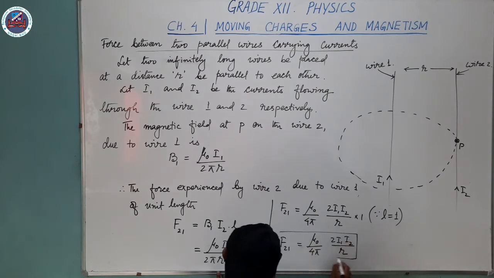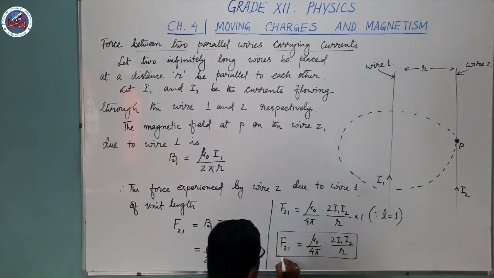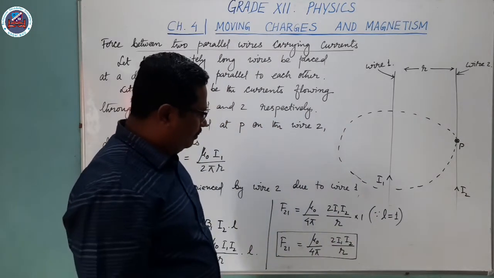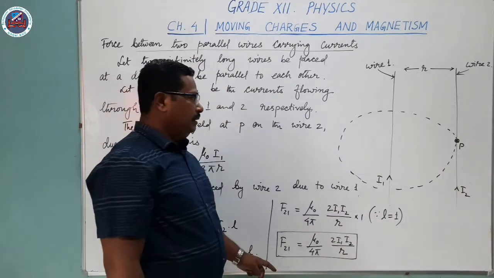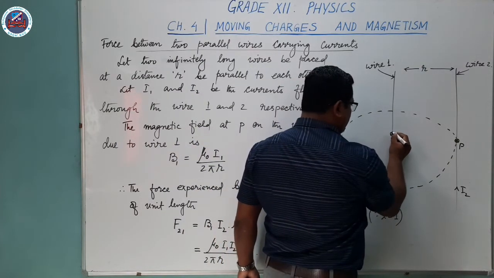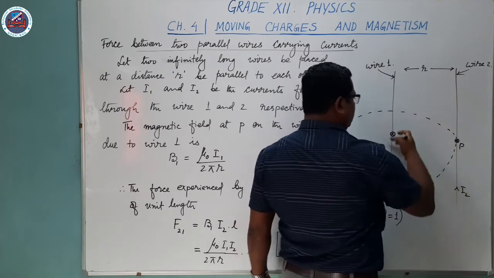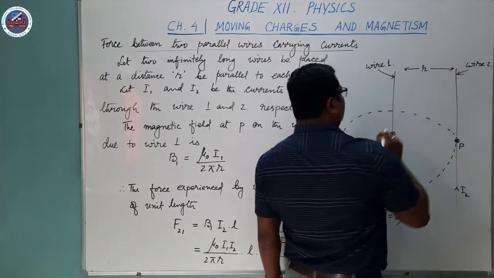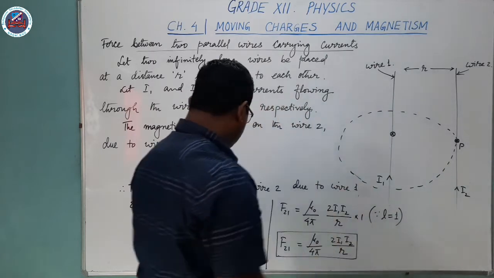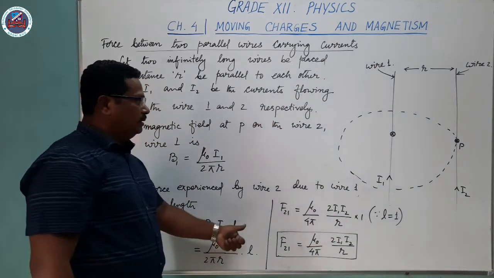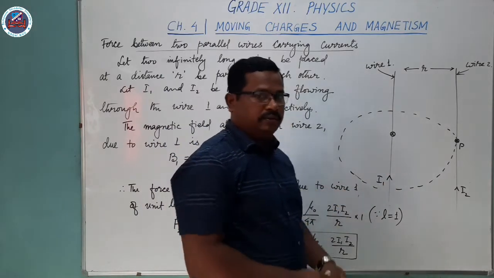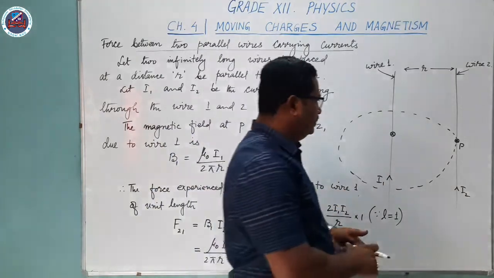Now the force experienced by the first wire due to the presence of the second wire will also be the same in magnitude, because here again you will find the magnetic field due to this second wire. You draw the circle like this, then find the force experienced by it using the formula BIL. So the result will remain the same. But here you need to be very careful. The direction is more important here.